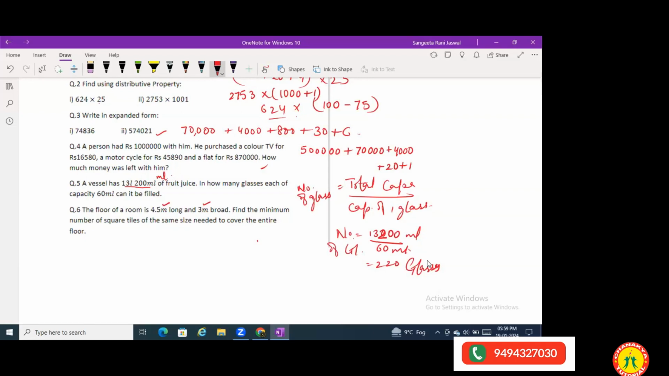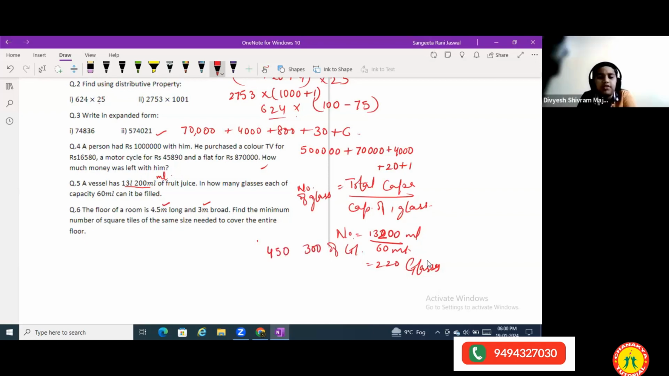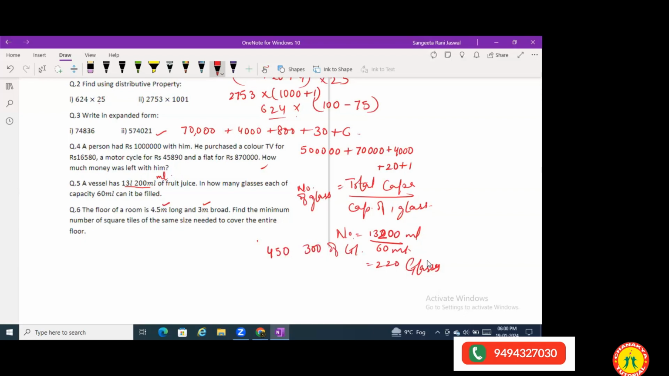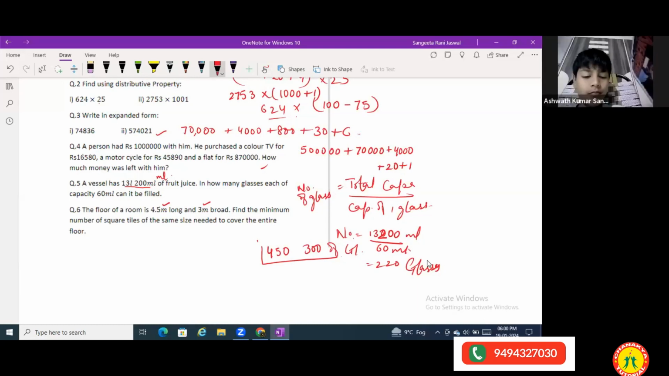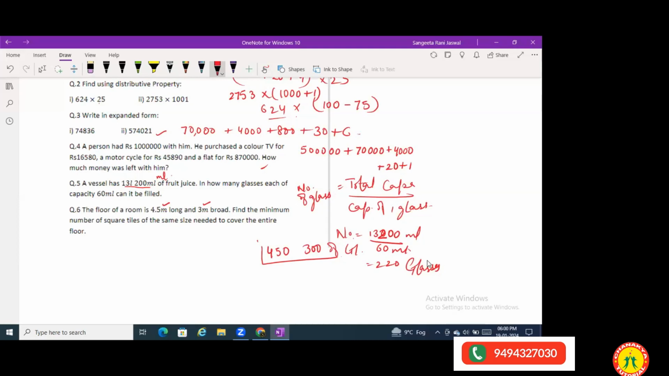Now see, you will remove the decimal point first. So when you remove the decimal, this becomes 450 centimeters and 300 centimeters, so convert into centimeters. Since you need to find the maximum number of square tiles, you will take the HCF of this, right? That's actually maximum. It should have been the maximum number of square tiles needed to cover the entire floor. So it's asking the exact number of square tiles that will be covering the floor.